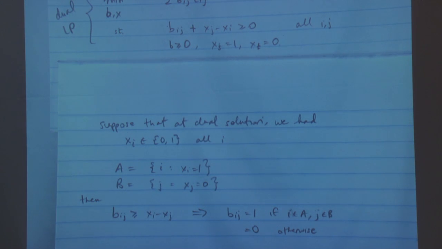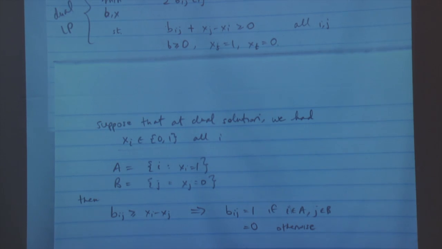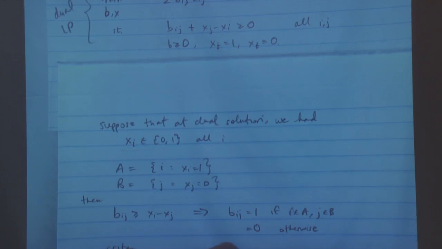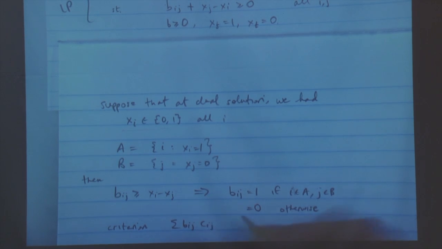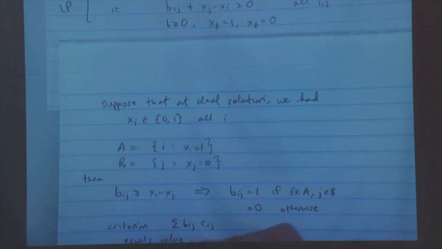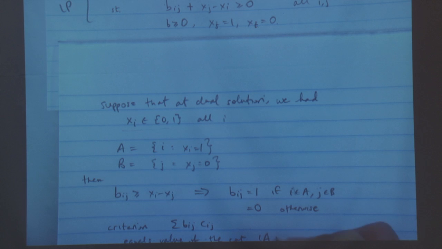So if we were lucky and we happened to get that x at the solution was all binary, then so would b. And we would see that exactly b defines what we might call a cut over the graph. And actually, A and B define the cut over the graph. And this criterion value equals the value of the cut defined by the pair A, B.